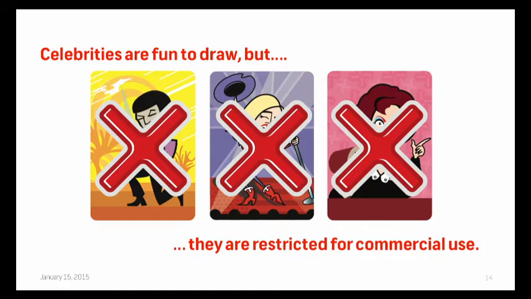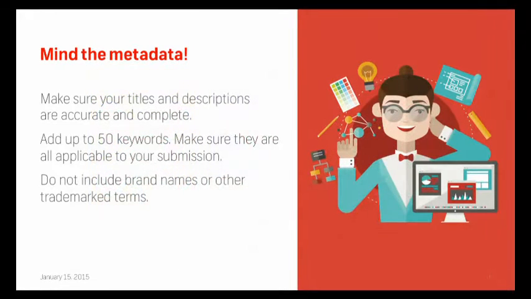And then finally, let's talk about metadata. Metadata is how we define our titles and keywords, like titles, descriptions, and keywords. So you want to be sure that your titles and descriptions are always accurate and complete, that they actually are accurately and completely describing your design or your illustration. You can add up to 50 keywords, and I would definitely recommend adding as many keywords as you can. The more keywords you can add to your submissions, the greater chance your artwork will be found by customers.